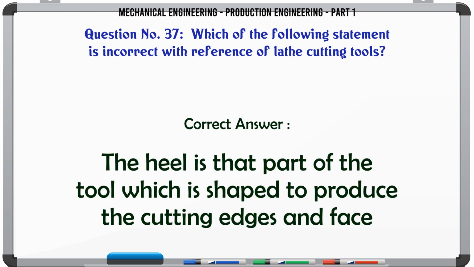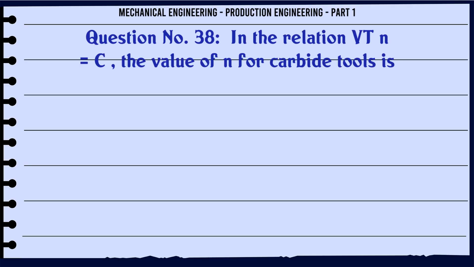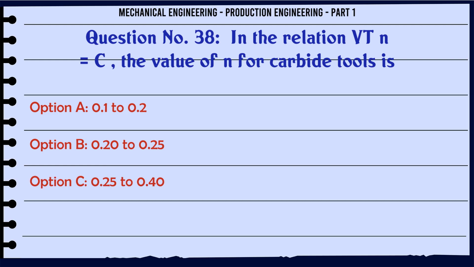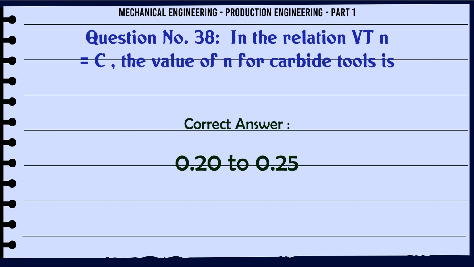In the relation VT^n = C, the value of n for carbide tools is: A, 0.1 to 0.2; B, 0.20 to 0.25; C, 0.25 to 0.40; D, 0.40 to 0.55. The correct answer is 0.20 to 0.25.